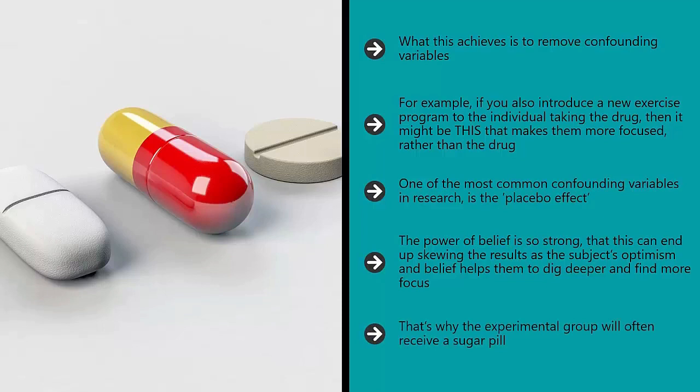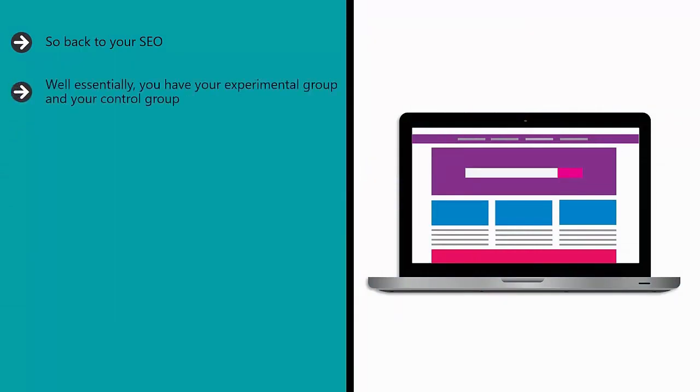That's why the control group will often receive a sugar pill. This way, both groups think they are getting something, and you can thereby rule out the role of placebo in the study. So, back to your SEO. What does all this have to do with split testing? Well, essentially, you have your experimental group and your control group. The experimental group is the one where you have introduced a new header or whatever else, and the control group is the one where you have left everything as it was.